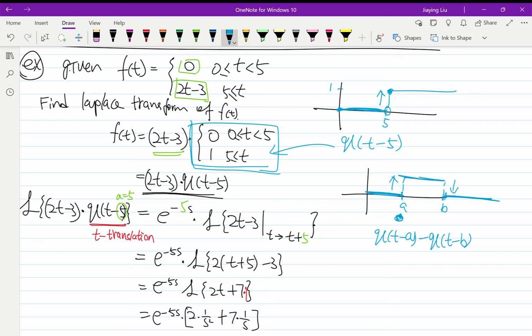So that's something to keep in mind. If you have a function that looks like this, then you end up with these two. You just multiply with the factor, and then it really has two separate functions with Heaviside expressions.